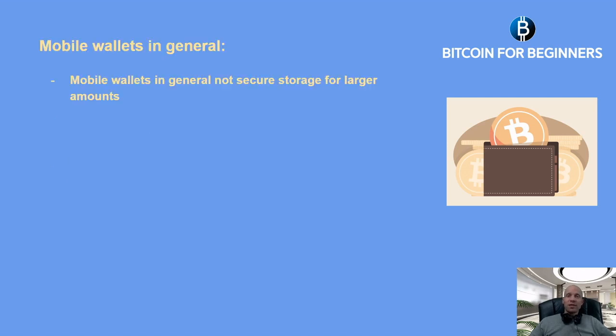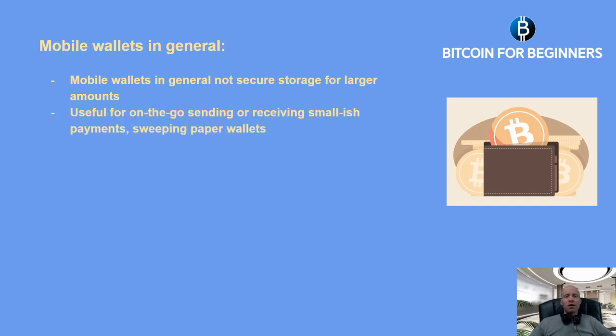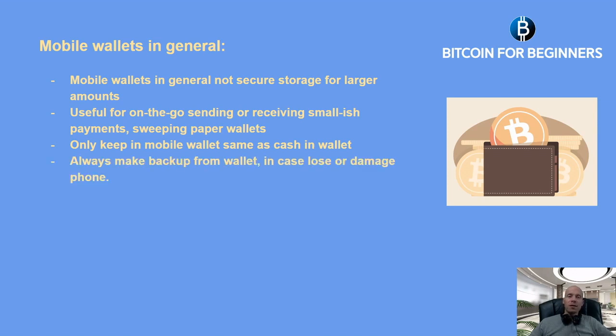In general, we can say that mobile wallets are not secure storage for larger amounts of Bitcoin. They are, however, useful for on-the-go sending and receiving of small-ish payments or sweeping paper wallets, for example. It's commonly recommended to keep only as much in your mobile wallet as you would be comfortable keeping in your own cash wallet. Always make a backup from your wallet, for example, in case you lose or damage your phone.